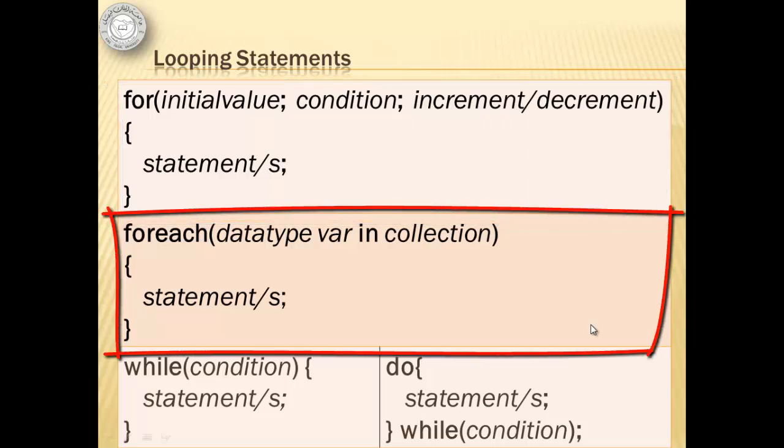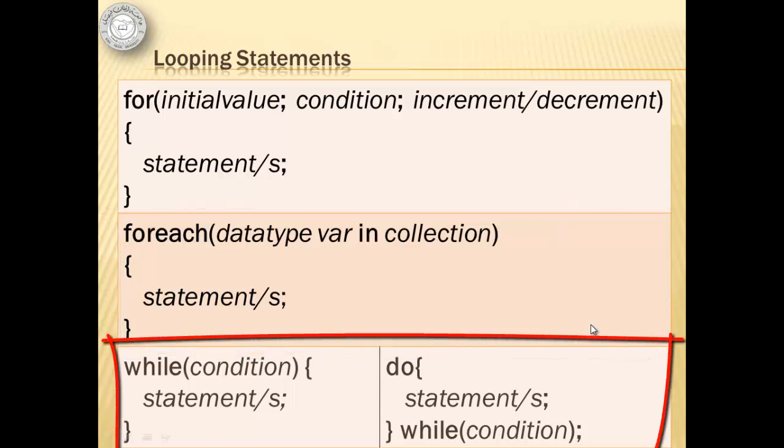The foreach statement loops through the items in a set of data. With this, there is no need for a counter. Inside the parentheses are the data type, the variable to hold the item, the reserved word in, and the set of data or collection. The while statement, which can also be written as do while, continues to repeat the statements while the condition is true.